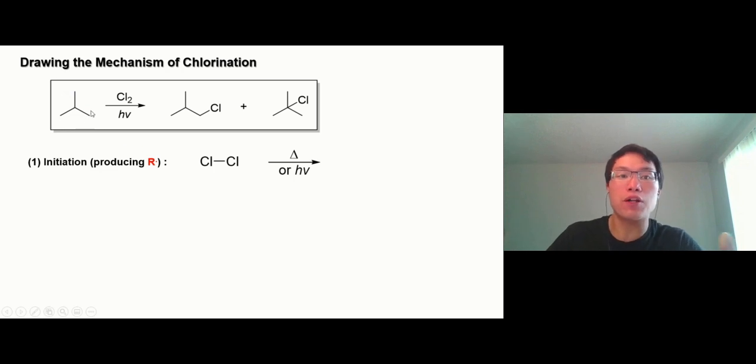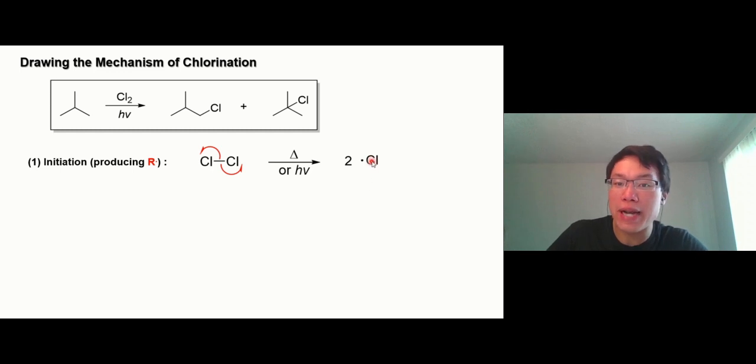First of all, we're gonna draw the radical mechanism. The first step is initiation, which is how we produce a radical. The heat or light come into play right here and break the chlorine bond, homolytically, so you get 2 moles of chlorine radical.